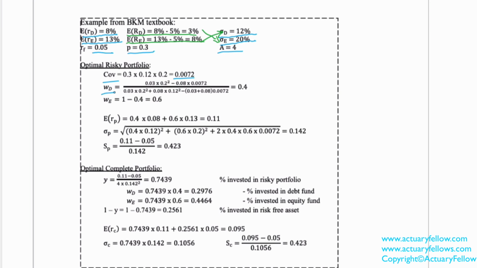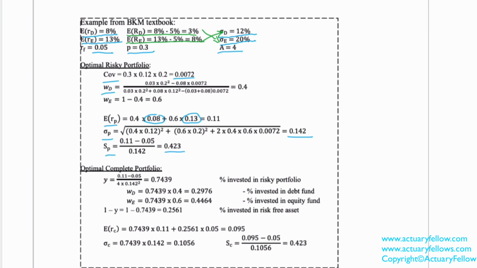The expected return of the optimal risky portfolio, RP, is the weighted average of the component return. Make sure to use the lowercase r expected return. A common mistake is to use the excess return. Sigma p is the standard deviation of the optimal risky portfolio. Using the variance formula, we got 0.142. The Sharpe ratio is expected return 0.11 minus risk-free rate 0.05 divided by standard deviation 0.142 equal to 0.423.